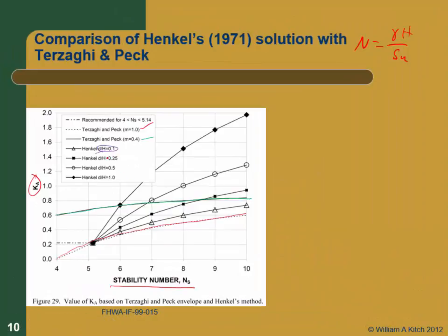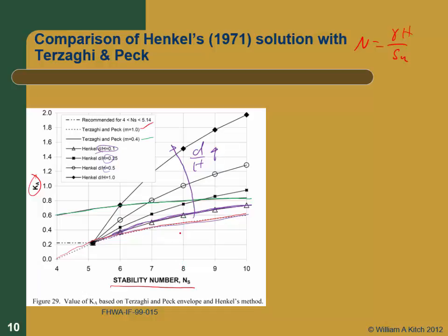So for a small D over H, this is Hinkle's recommended computed earth pressure as a function of the stability number. And notice that it's a little higher, but very close to the Terzaghi one for the case where you have a competent or stiff base, right? And then notice as D over H gets larger, Hinkle's diagram moves in this way. This is for D over H increasing.